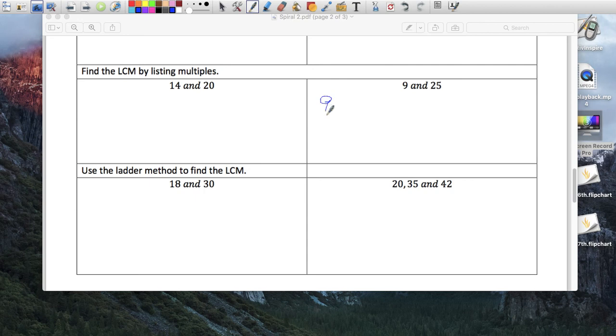9 and 25. Oh boy. 25, 50, 75, 150. No, sorry, 100. What am I doing? 100, 125, 150, 175. This is going to take forever.